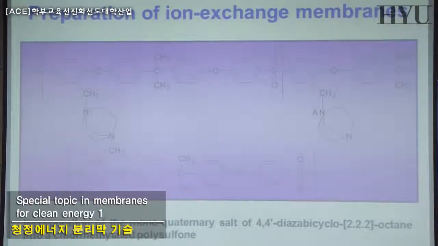Now this is the backbone, and in that reaction we can put those quaternary salts. This is what we call the bicyclic octane containing the diazo groups, and the tertiary group could be acting as the anion exchange membrane as a crosslinker. So this polysulfone is very stable, whereas the side group is acting as a functional group in making the ion exchange membranes.